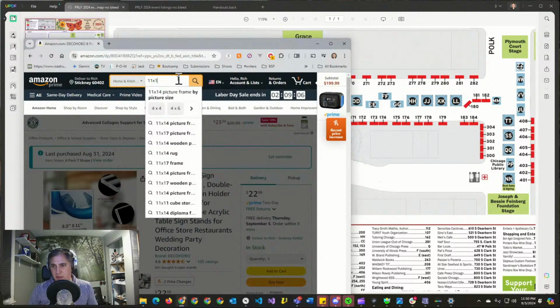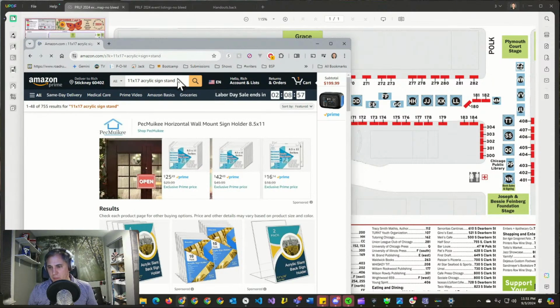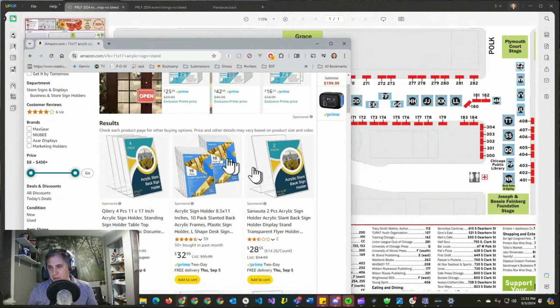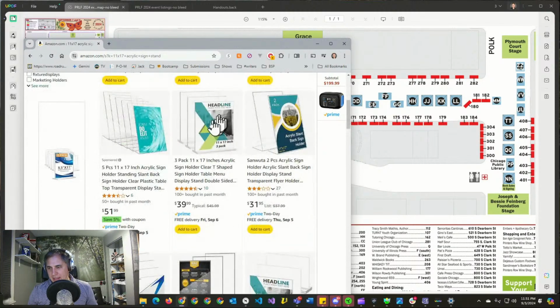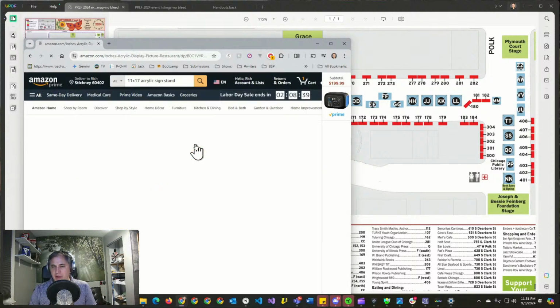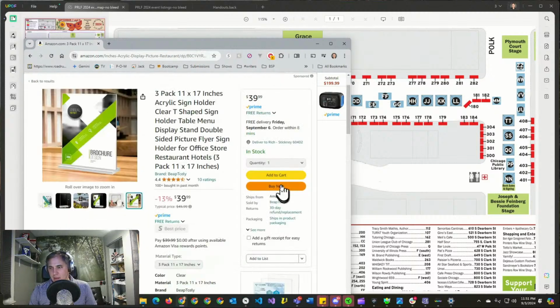11 by 17 acrylic sign stand. So these are the ones that are kind of freestanding. They're kind of flimsy. I wanted the one with the sturdy base like this. So this is what I thought I bought. I thought I was getting this at a good deal, but I wasn't. So I'm going to go ahead and order these. Prime free delivery by Friday. Okay. Buy now.